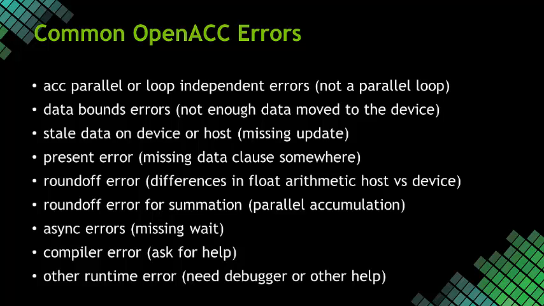We have a plan, but they're not all implemented. So for things like the async error, we have a flag to tell the compiler to ignore all the async clauses. Then it'll run them all synchronously. And that's how I found this bug. You ignore all the async clauses, it works. Put in the async clauses, it doesn't work. It's probably an async error.